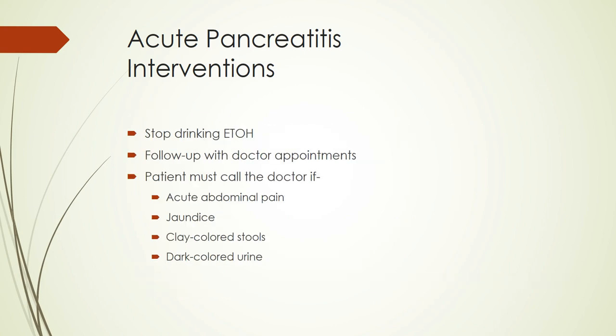Other interventions are to stop drinking alcohol and follow up with doctor appointments. A lot of times patients will get better, they'll leave, they really won't follow up with anybody, and then within about a month or so, everything is back to being exacerbated and they come back to the hospital. The patient must call the doctor if they're having acute abdominal pain, jaundice, clay-colored stools, or dark-colored urine. At this point, it went from pancreatitis to now affecting their liver. It's possible that they actually have started a pancreatic cancer, and it's actually metastasized to their liver.